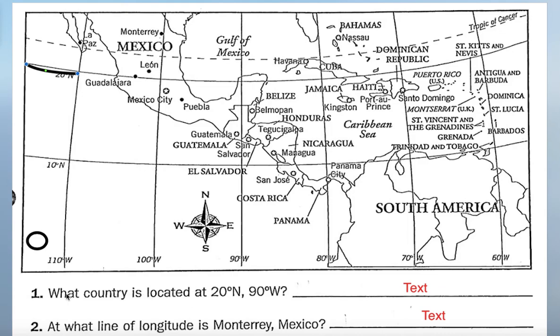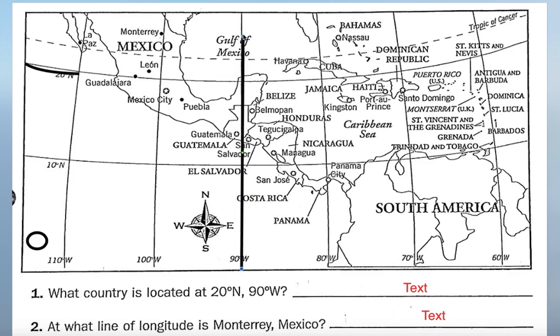Now, it says, what country is located at 90 degrees west? Okay, well, west, we know east and west are going to be our longitude lines. So we got to find 90 degrees. So we have 110 degrees west, 100 degrees west, 90 degrees west. So we're going to start with our longitude line right here. Now what we're going to do, just like you would on a multiplication chart, you're going to follow that all the way until it intersects.